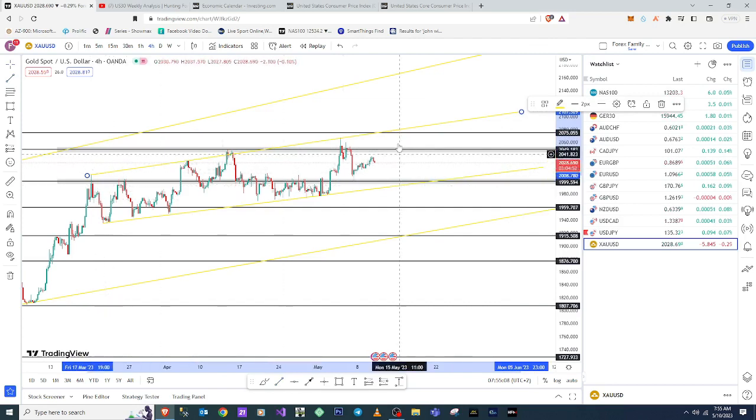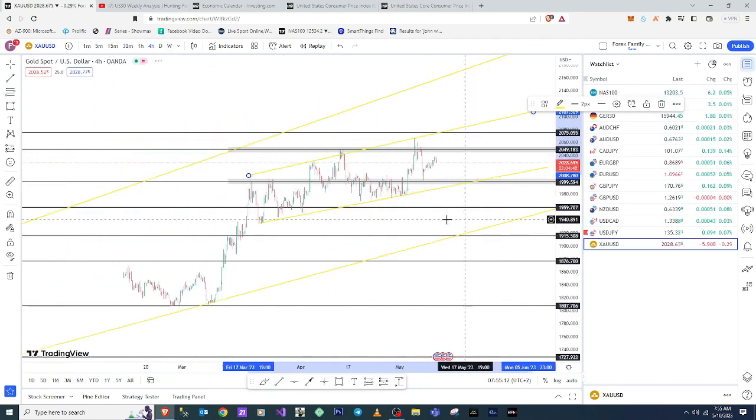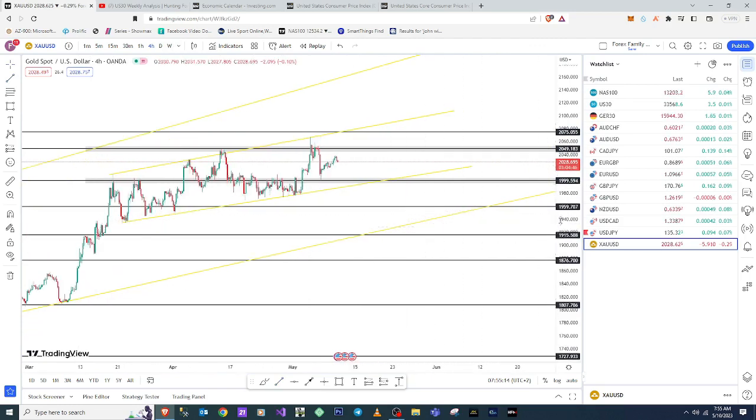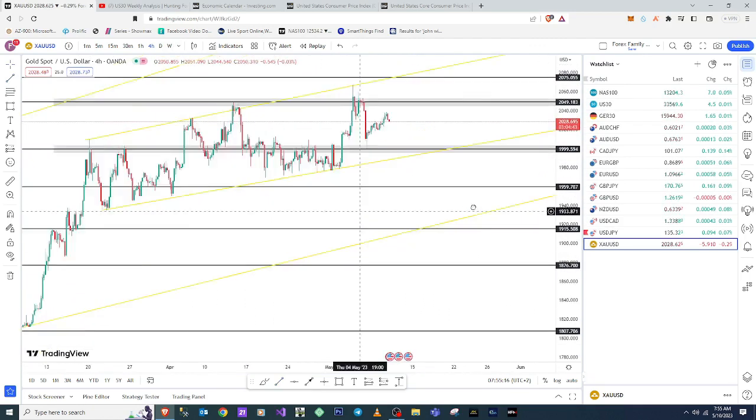So we can see it's connected. It's still a rising wedge inside a rising wedge. It's still on a 4-hour time frame. We still need to go down to a lower time frame and see what's happening, guys.